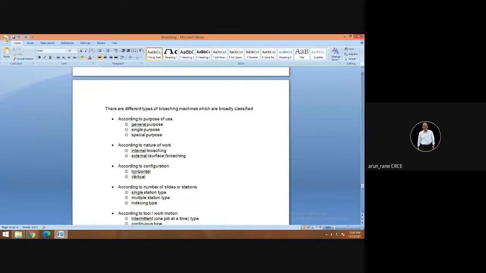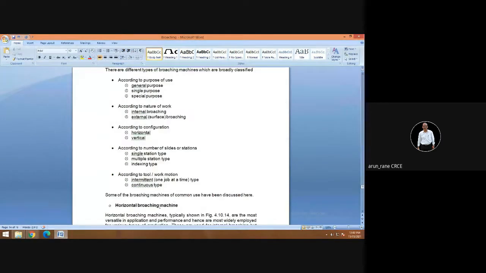The broaching machines are classified in this way: according to the purpose of use, nature of work, whether it is internal broaching or external. External broaching is only employed for surface broaching only. Then horizontal or vertical, that is according to the configuration; according to the number of slides, whether it is single station, multiple station, or indexing type; then according to tool or work motion.